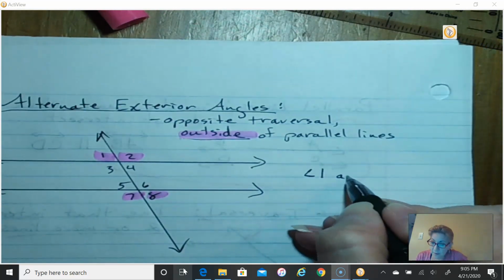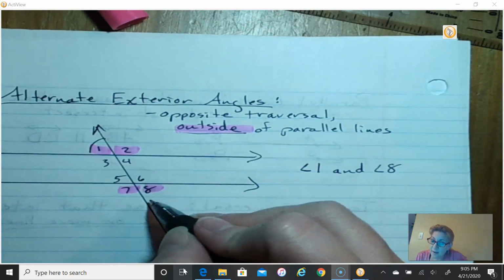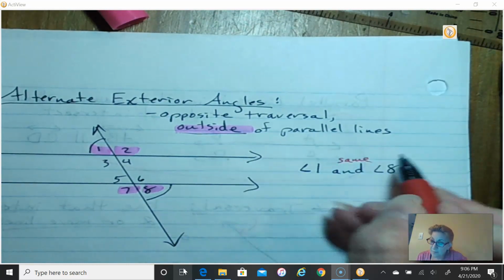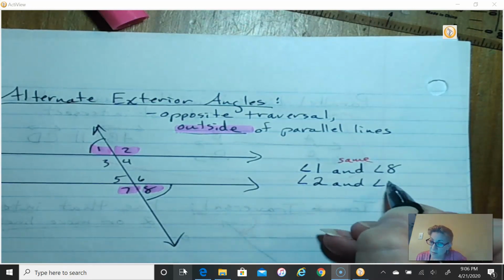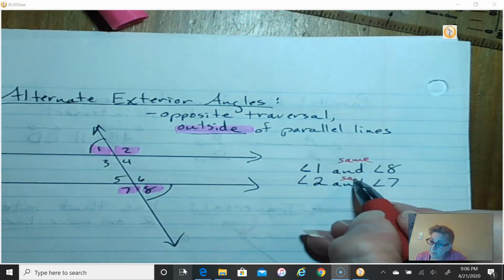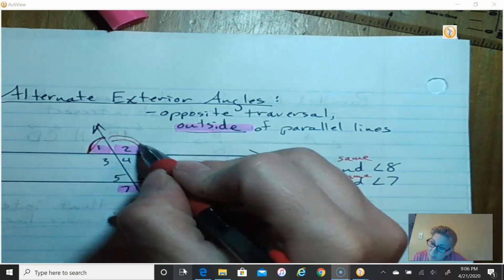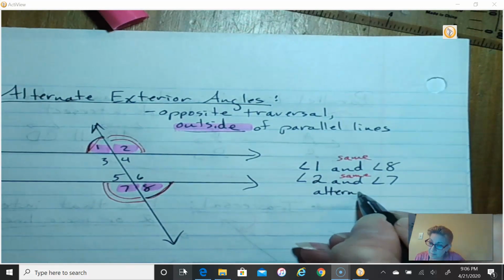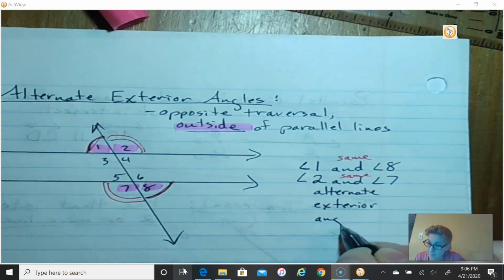Angle 1 and angle 8. 1 and 8, they are the same. Angle 2 and angle 7, they're also the same. I don't know why I did that in black. So angle 2, I'm going to put 2 lines. They are the same. They are alternate exterior angles.